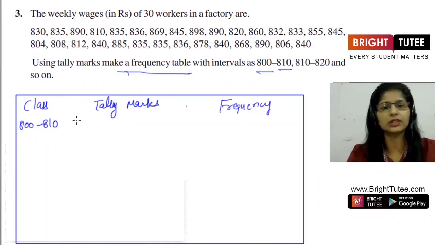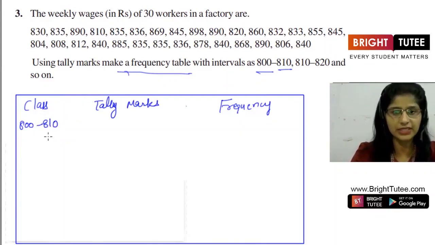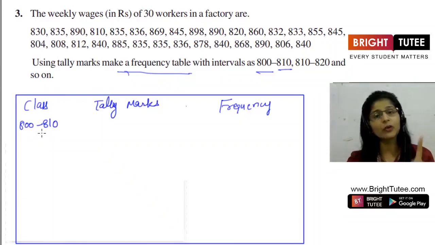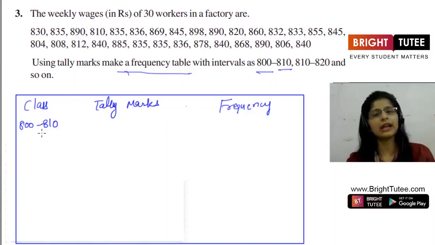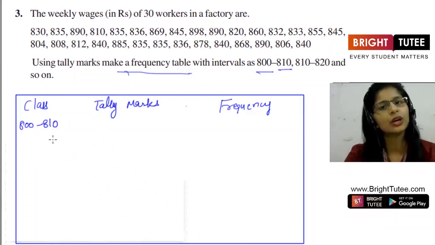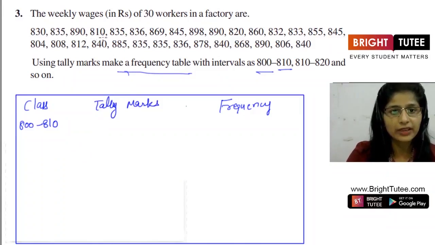Let us count the workers who lie in this category. So 800 to 810 means we will count from 800. 800 would be included, but 810 won't be included in it, because 810 is the upper limit that is never included in the class. The lower class limit will always be included. So let us count between 800 to 809, since 810 definitely will not be included in this class.